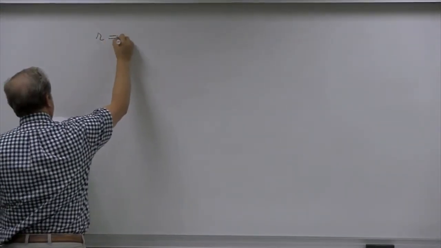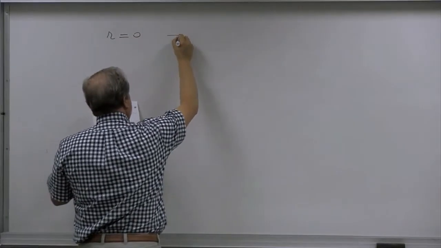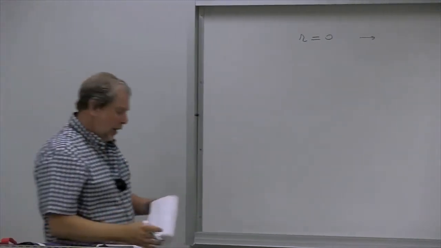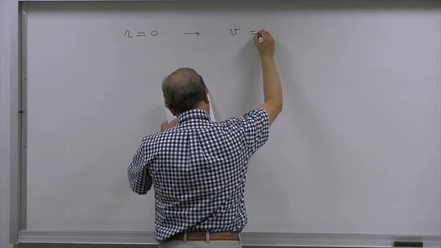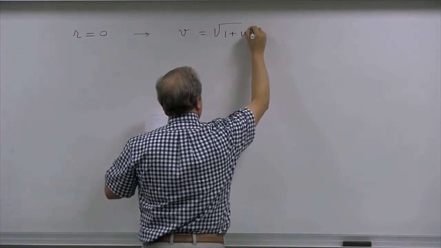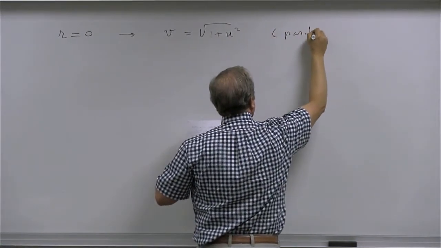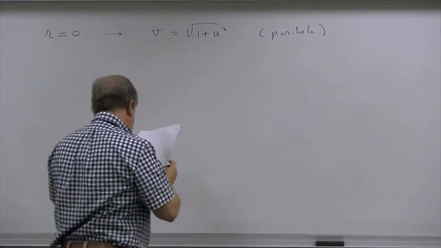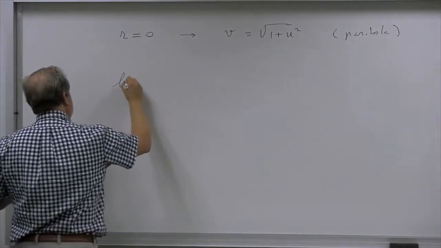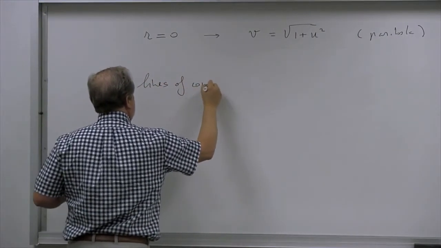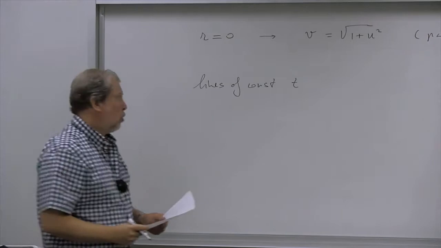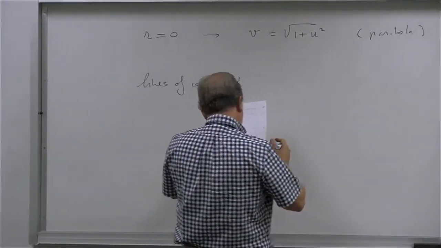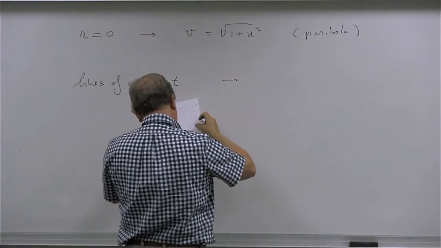And so for example, you can start looking at r equals 0, which is the origin in the original Schwarzschild coordinates. In this case here it becomes a parabola, right, because the origin is mapped into v equal to the square root of 1 plus u squared, which is a parabola. And the lines of constant t in the original Schwarzschild coordinates become, well, something that looks slightly different.